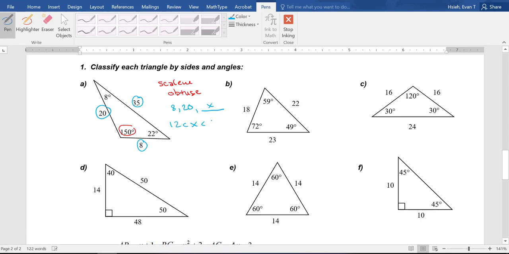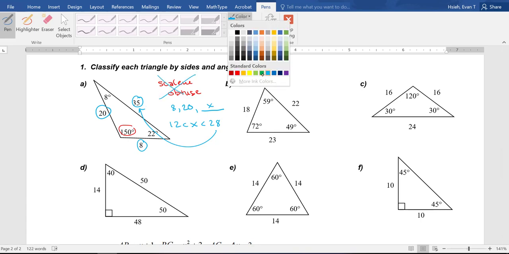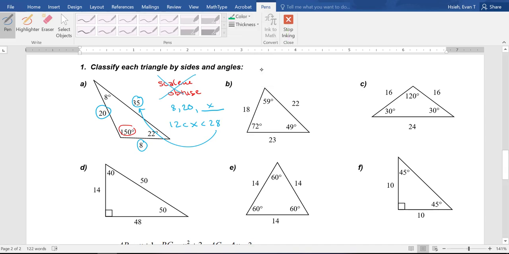Well, we know the third side has to be between 12, the difference, and the sum, which is 28. And unfortunately, this side does not. So truth be told, this triangle doesn't exist. Okay, I will try not to do that a whole bunch, but that did come up in this case, and it also comes up in this case here.